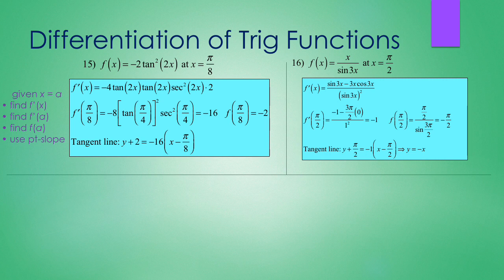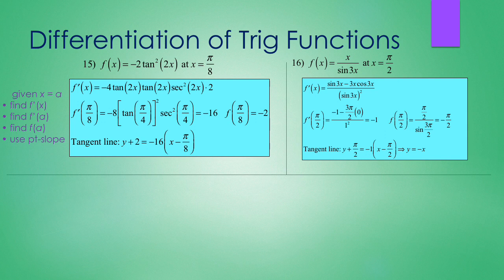In number 16, we have f of x equals x over sine of 3x at x is equal to pi over 2. So the derivative uses the quotient rule. We square the bottom, and then we get sine of 3x times 1 minus x times the derivative of sine of 3x, which is cosine of 3x times 3. At this point, we can plug the pi over 2 in, and we get negative 1 minus 3 pi over 2 times 0 over 1 squared, which is negative 1.